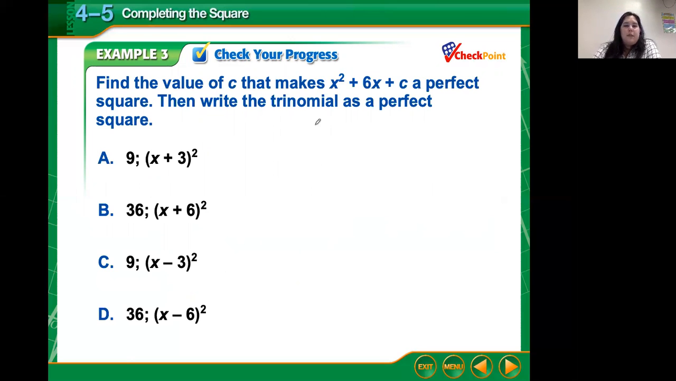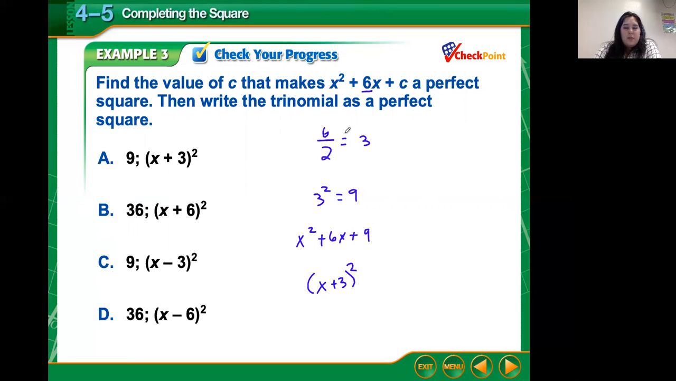All right, so we're going to follow the same steps. We're going to take half of our b value, which is 6. So we're going to do 6 divided by 2, which is 3. We are going to square 3, and that gets us 9. So x squared plus 6x plus 9. And this is going to be also x plus 3 squared.